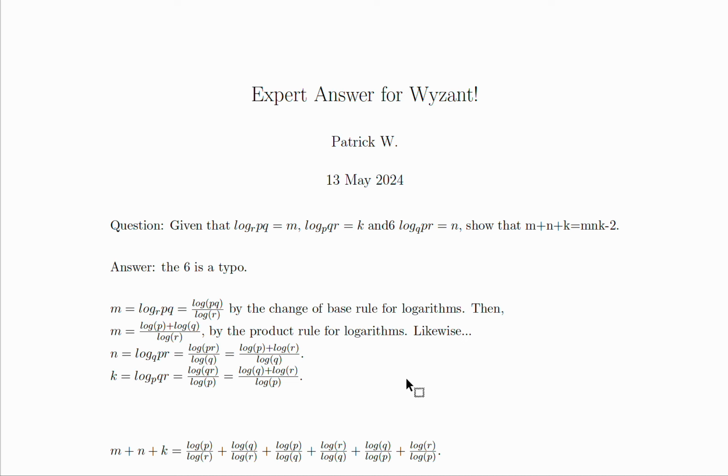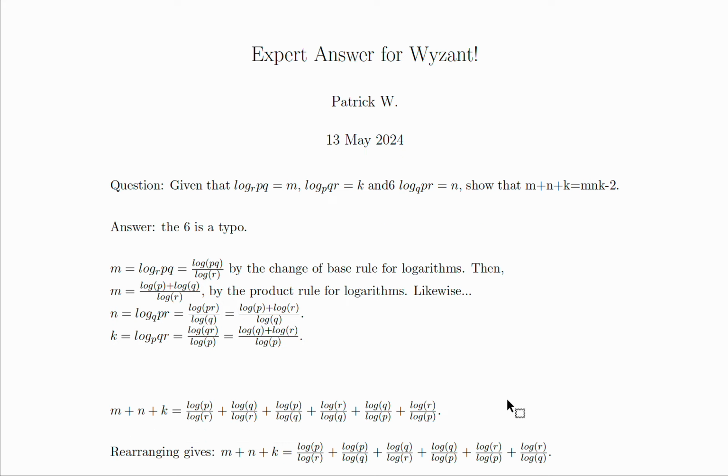So now we can write all those together. If we add all those three together, because we're wanting to find out what m plus n plus k is, we can write the terms like this. So for m, this is the same as log of p over log of r, plus log of q over log of r. And then for n, we can do the same thing. So that's the same as log of p over log of q, plus log of r over log of q. And finally, for k, we have log of q over log of p, plus log of r over log of p.